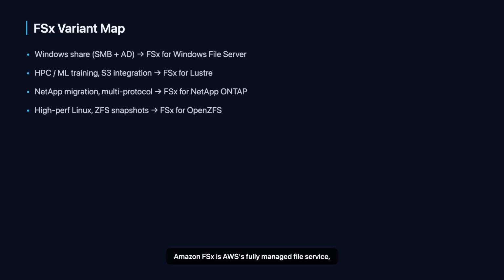Amazon FSx is Amazon Web Services' fully managed file service, and it comes in 4 variants, each with its own keyword trigger. A Windows share over SMB, the Server Message Block protocol, with Active Directory points to FSx for Windows File Server. High performance computing or machine learning training with S3 integration points to FSx for Lustre. A NetApp migration needing multiple protocols at once points to FSx for NetApp ONTAP. And high performance Linux with ZFS, a high reliability file system, snapshots points to FSx for OpenZFS.